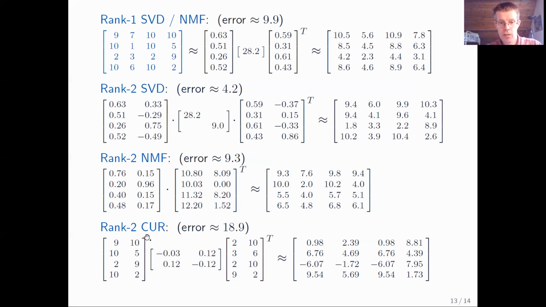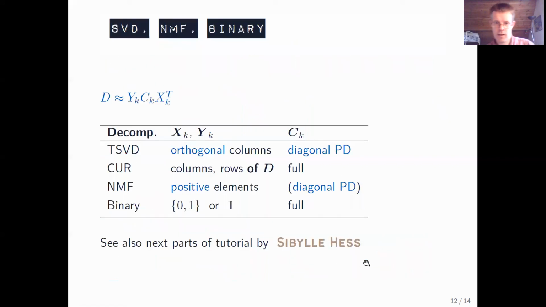This CUR decomposition, then you say, okay, I want this to be a column of the data matrix, and I want these guys to be rows of the data matrix. And then the middle matrix, I optimize so that this error is minimal. And then you get an approximation that has the advantage that it's interpretable in terms of the columns and the rows. But you see here the effects: this should be a 9, but it isn't. And here you even have some negative components.